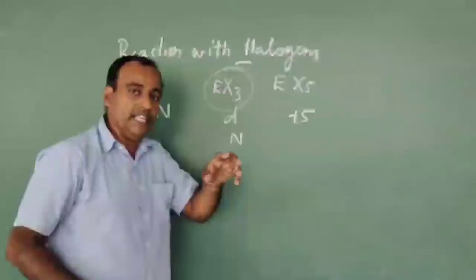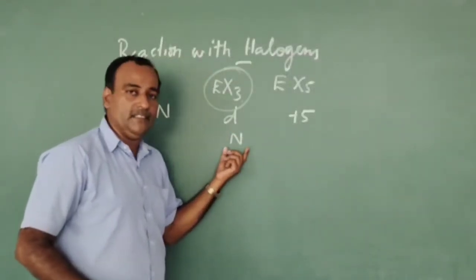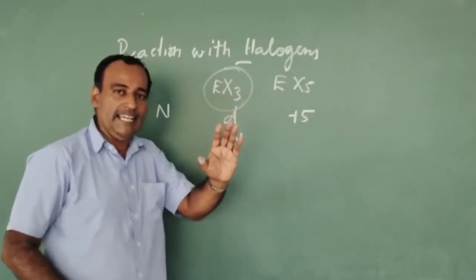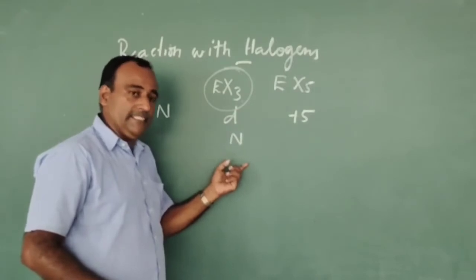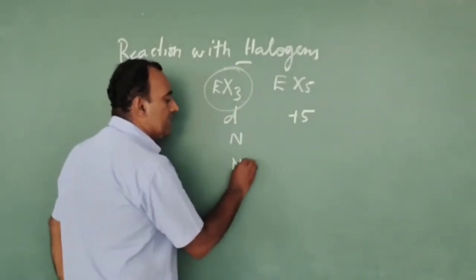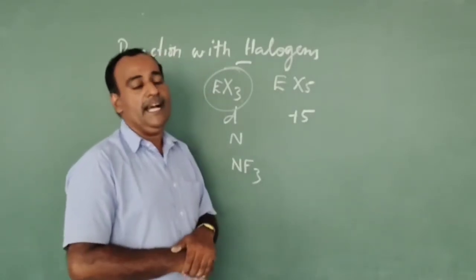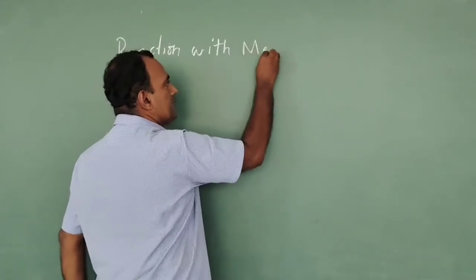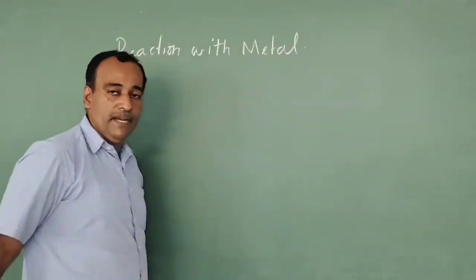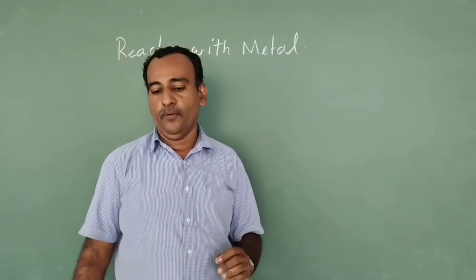All the elements form trihalides, but except for the trihalide of nitrogen, all the other trihalides are more stable. In the case of nitrogen, NF3 is the only non-stable trihalide. Reaction with metals. All these elements react with metals forming binary compounds.